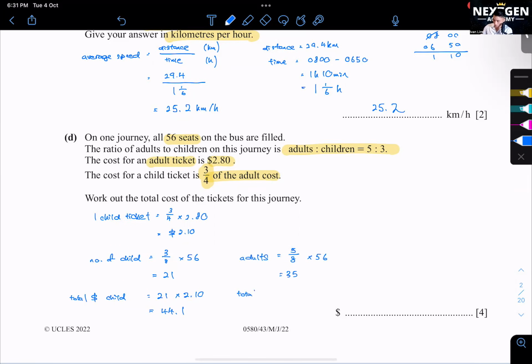So the total cost for adults will be 35 times 280. Just type into the calculator. You get $98. So the total cost for both adults and children will be 44.1 plus 98, and you get 142.1. Awesome. Because there are 10 cents, if you write 1 also, it's actually still acceptable.